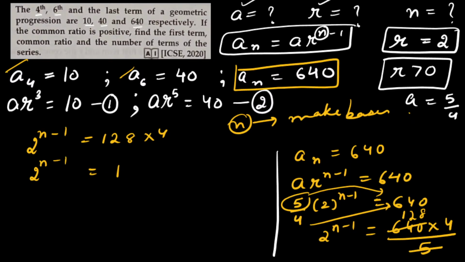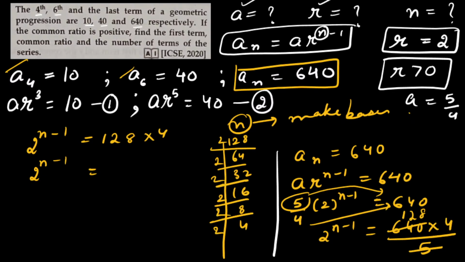128 also I can express as a power of 2. So we can do prime factorization of 128. From there we get 2 into 64, 2 into 32, 2 into 16, 2 into 8, 2 into 4, 2 into 2, 2 into 1. How many times do you get 2? 1, 2, 3, 4, 5, 6, 7. So 128 is 2 to the power 7, and 4 is 2 to the power 2. Here the bases are the same, so the powers get added. So 7 plus 2 is 9.